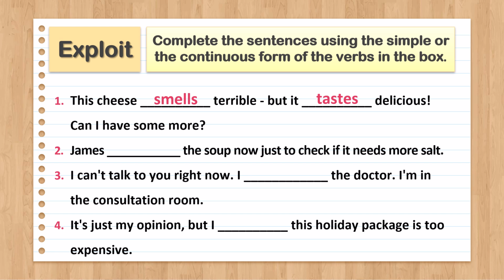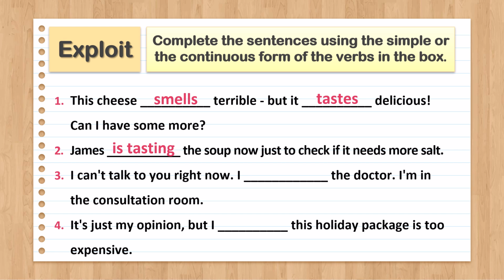For number 2, James the soup now, just to check if it needs more salt. James is tasting the soup now. This is an action. He is doing it right now. So we are using present continuous, is tasting.